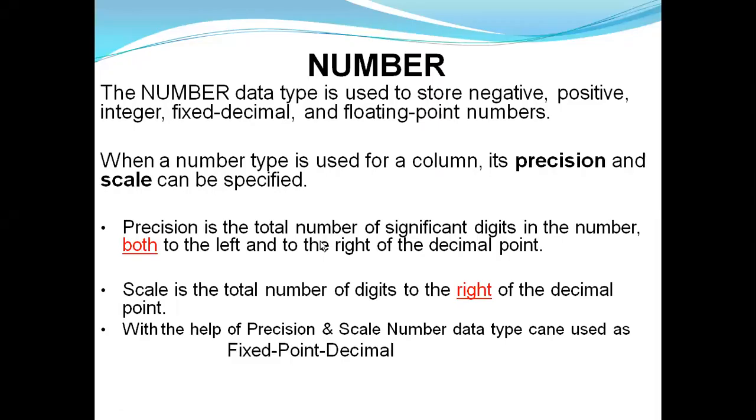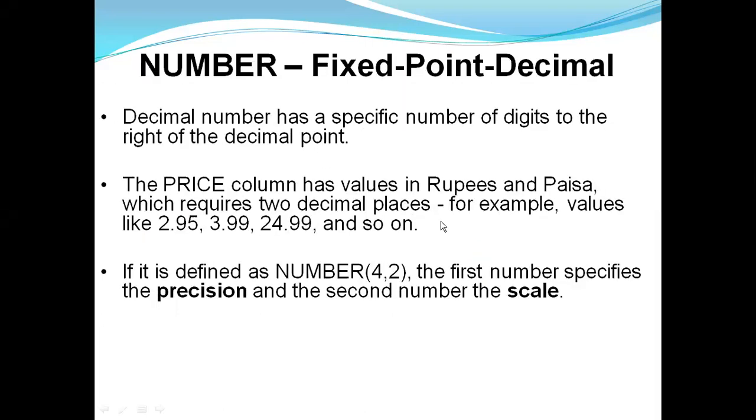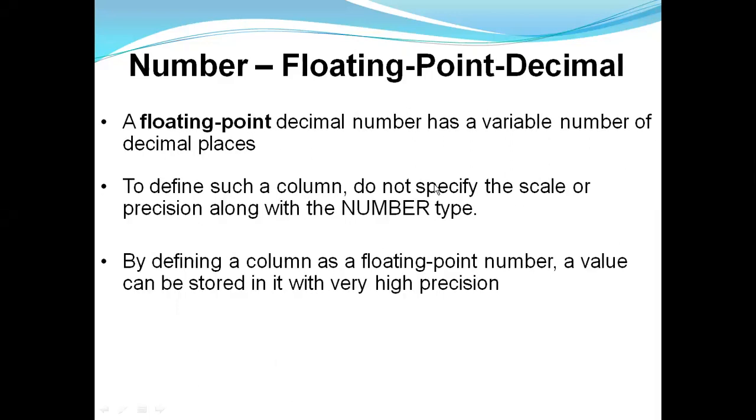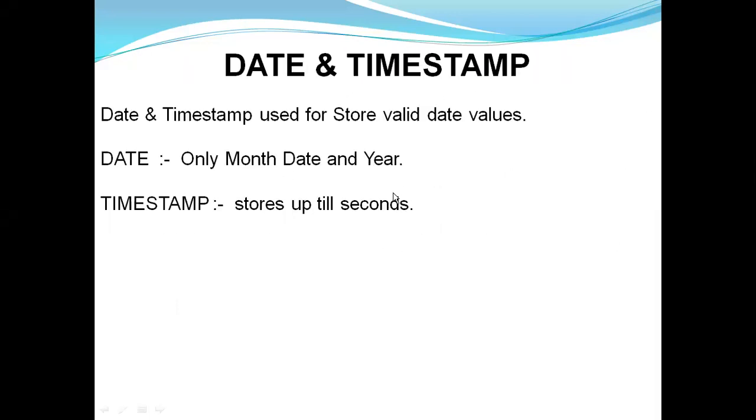So simply we can say that this precision and scale allow the fixed, floating, and integer. Now the fourth type of data is called, this we have already discussed. Integer is discussed. Now next is called date and timestamp. These are the data types which allow you to store a date or a time value. Simple.